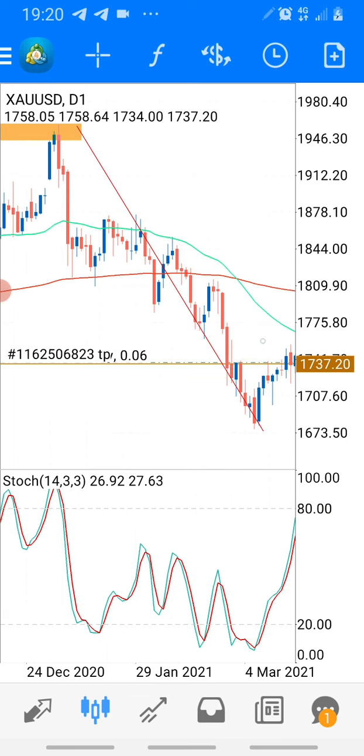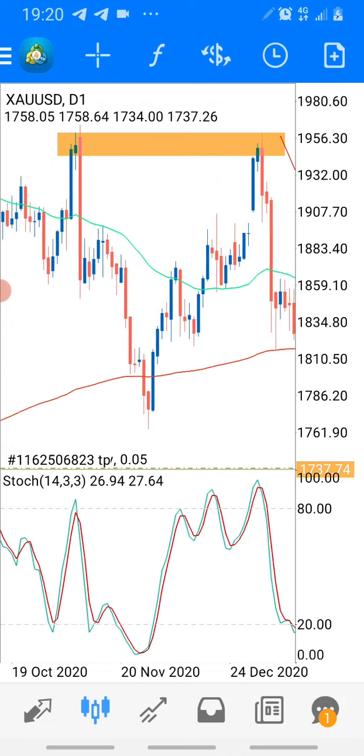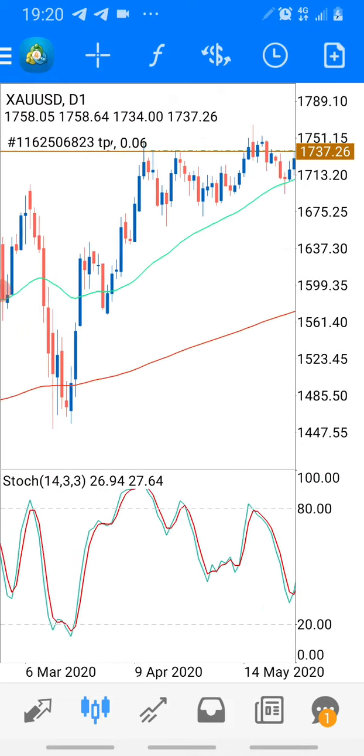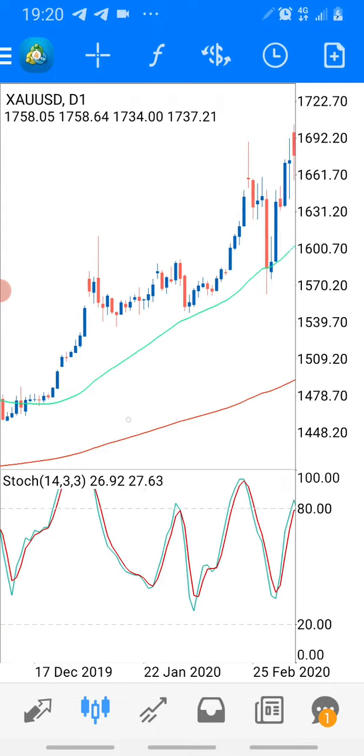You can use the engulfing candle to trade a double top or resistance zone, or equally you can use it to trade a double bottom or support level or support zone. You can see it here, and this is something that is clear.